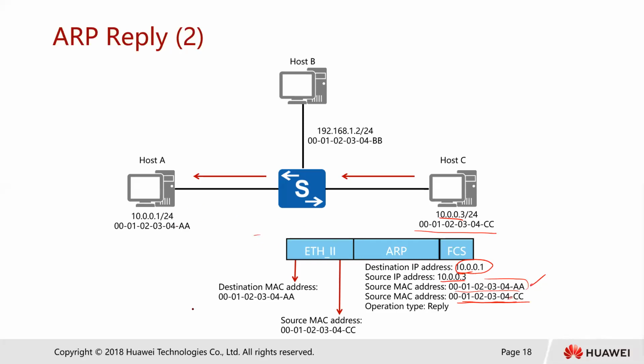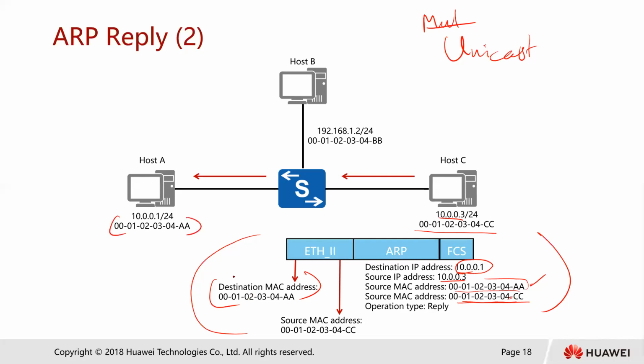If you notice, this frame is in unicast mode, right? The reply frame is in unicast mode. Why? Because it already knows the destination MAC address. It's only replying back to this guy, and it's only this guy who will receive the packet. And then the source MAC address is his MAC address here.